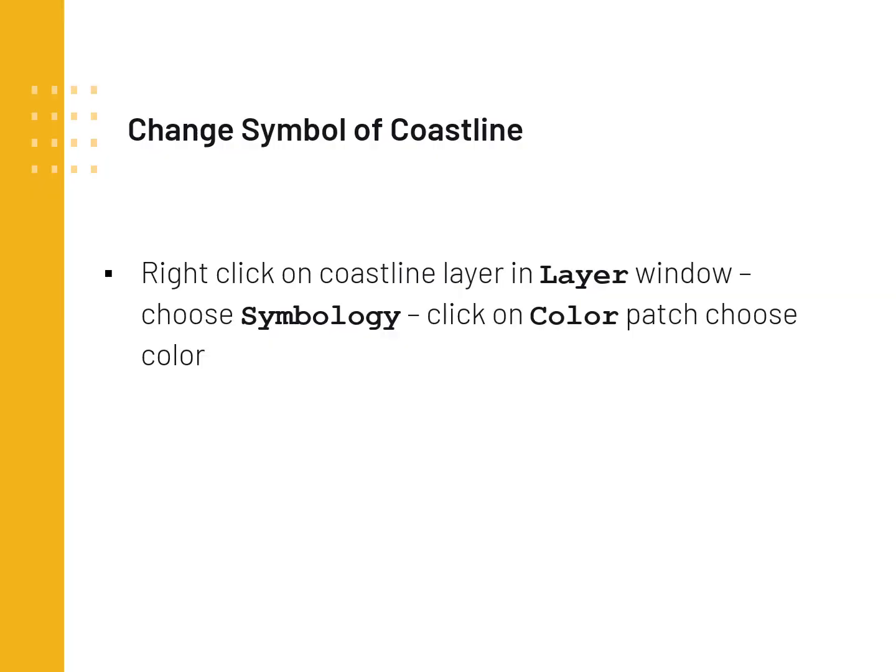Next, we're going to change the symbol of the coastline. To do this, you're going to right-click on the coastline layer in the layer window. It's going to bring up a pop-up, choose symbology, and then click on the color patch and choose the color that you would like the coastline to be.